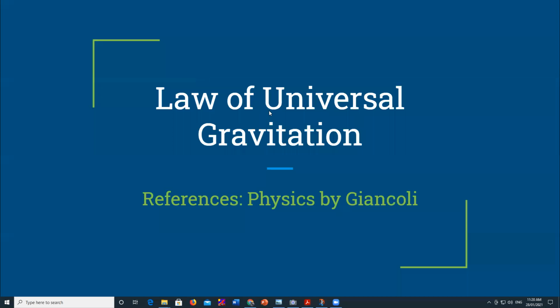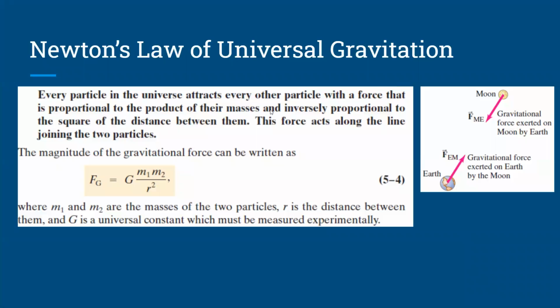Here, Newton's law of universal gravitation. As a review, according to Newton, every particle in the universe attracts every other particle with a force that is proportional to the product of their masses and inversely proportional to the square of the distance between them. So this force acts along the line joining the two particles. So in formula, F sub g is equal to G m1 m2 over r squared.